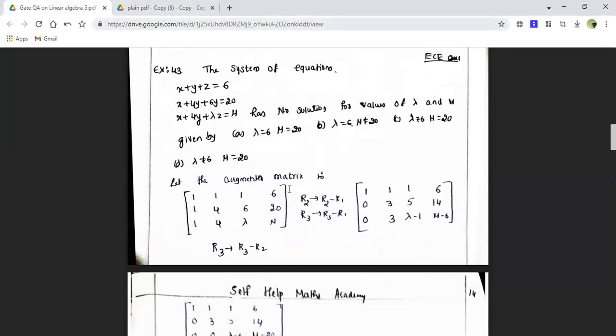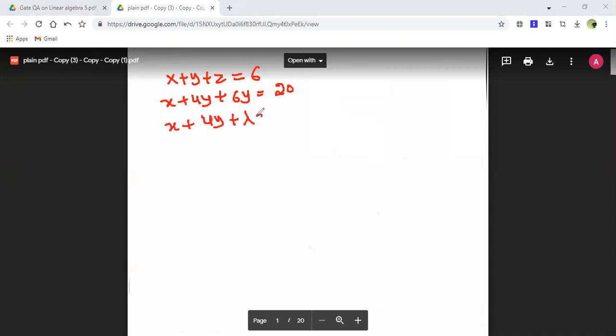So that means it has to be an inconsistent system. These all are connected. If you just see the problem, I'll write the augmented matrix here. First I'll write the system: x plus y plus z is equal to 6, and x plus 4y plus 6z is equal to 20, and x plus 4y plus lambda z is equal to mu. So this is the given system.